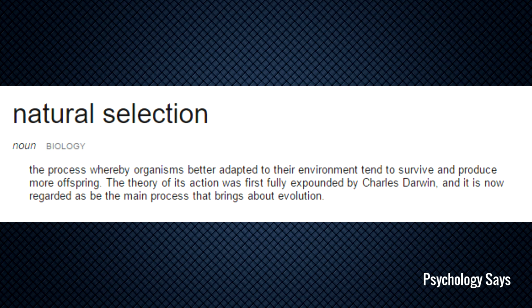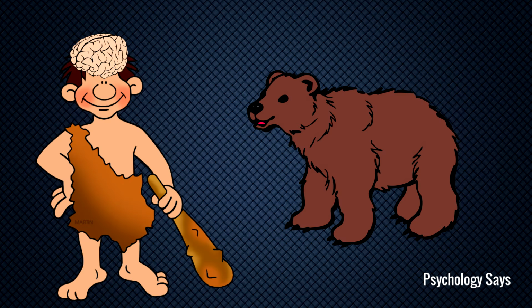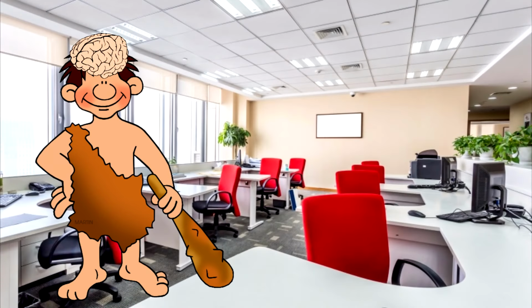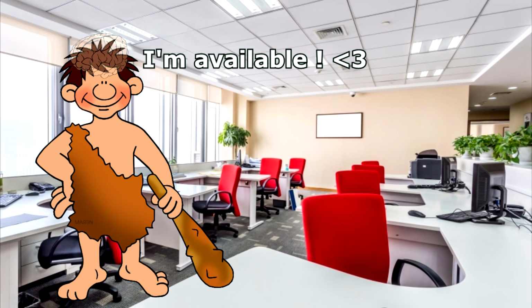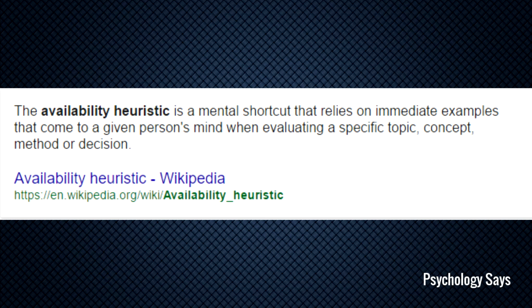That being said, since we aren't running from bears as often as we used to anymore, it's time to slightly adapt our way of thinking to match our current environment. The first bias we get into is the availability bias. The availability bias is when people overestimate the importance of information that is available to them.